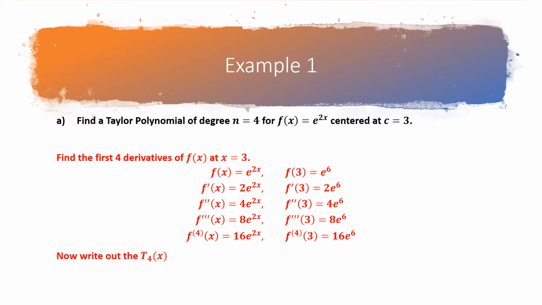And so now I'm going to write out my Taylor polynomial. So T sub 4 of x is going to be e to the 6 plus 2e to the 6 times (x minus 3) plus 4e to the 6 (x minus 3) squared over 2 factorial, which reduces to 2e to the 6. And then I'm going to do my third derivative over 3 factorial, which will give me 4/3 e to the 6 (x minus 3) to the third. And then my fourth derivative over 4 factorial is going to give me 4 over 3 e to the 6 times (x minus 3) to the 4th. Notice that my final answer, I've already reduced out my factorials.